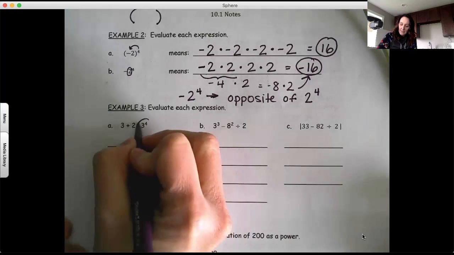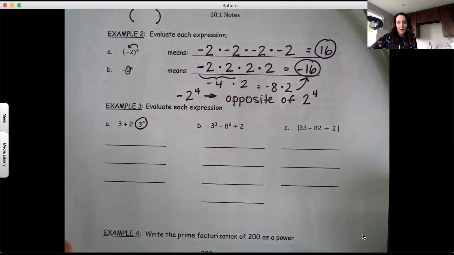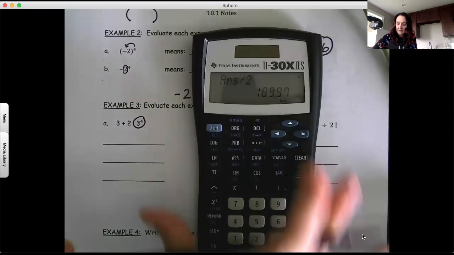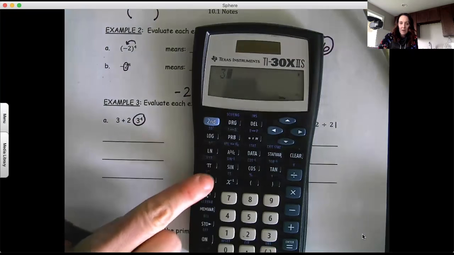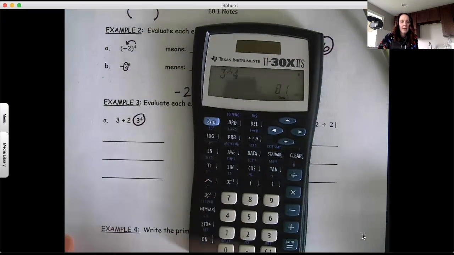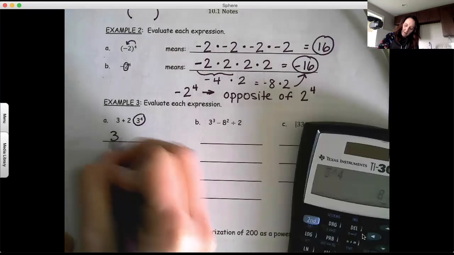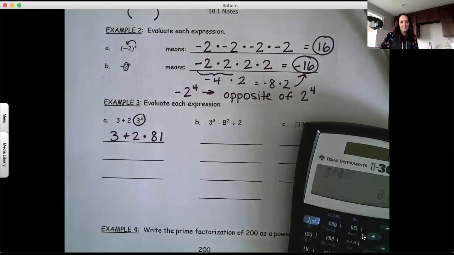You're going to focus on the exponent first. Notice I don't have any parentheses, so I'm going to go right to exponents. So 3 to the 4th power. Let me show you how to do 3 to the 4th power on your calculator. You're going to do 3, and then you have the caret button raised to the 4th power. And you get 81. So I'm going to rewrite this as 3 plus 2 times 81.